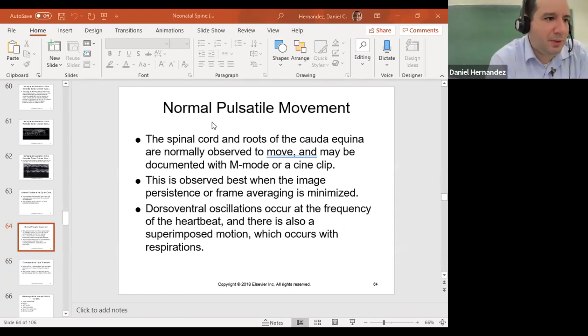Normal pulsatile movement. So the spinal cord and roots of the cauda equina are normally observed to move and may be documented with M mode or a cine clip. This is best observed when the image persistence or frame averaging is minimized. Dorsoventral oscillations occur at a frequency of the heartbeat. And there's also a superimposed motion, which occurs with respiration. So again, you should see movements of this spinal cord and roots.